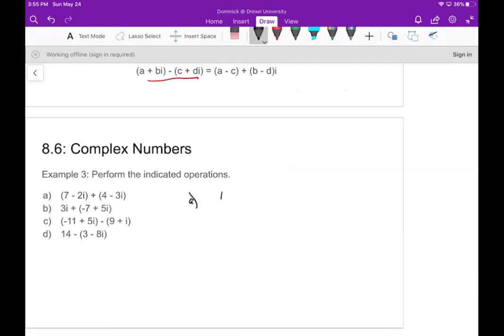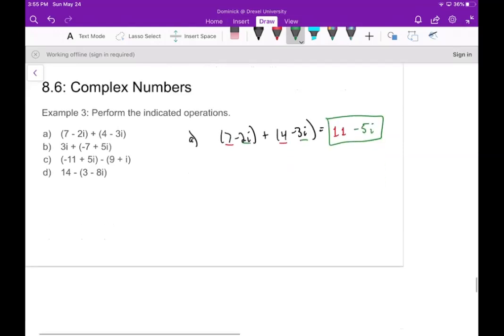So in part A, we have 7 minus 2i plus 4 minus 3i. So we add our real parts. If we add 7 and 4, we get 11. If we add our imaginary parts, we get negative 2 minus 3, which is minus 5, and then we multiply it by i. Okay, part B, we have 3i plus negative 7 plus 5i. For our real part, it looks like we just have a minus 7, and for our imaginary part, we have 8i.